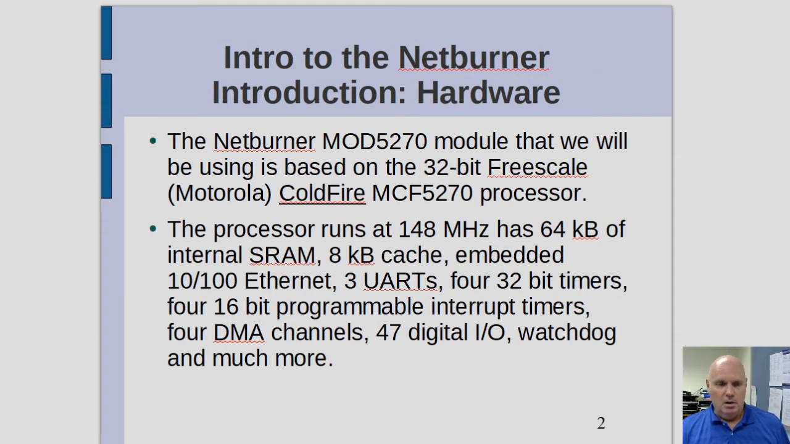So the NetBurner module that we're using is based on a 32-bit Motorola ColdFire processor. The processor runs at 148 megahertz with 64 kilobytes of internal static RAM, 8 kilobytes cache, has an embedded Ethernet controller, has 3 serial ports. You've got connectors on the motherboard for 2 of them, 4 32-bit timers, 4 16-bit programmable interrupt timers, 4 DMA channels, 47 digital I/O, watchdog timer, and a lot more. Those are just some of the features.